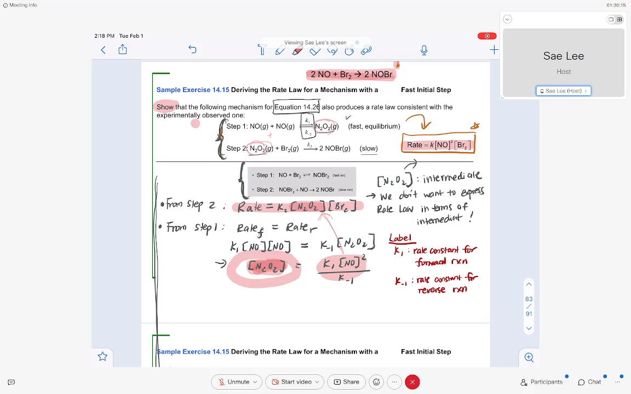I would solve these kinds of problems multiple times and try to get used to how to re-express the intermediate in a different form, because you definitely don't want the intermediates in the rate law expression. So those things you want to be comfortable with. Okay, thank you.